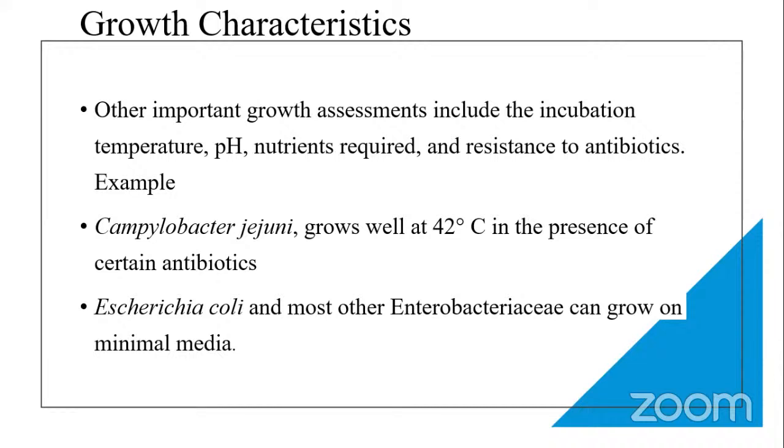So it's a way of selecting such bacteria in the environment. We also have an example of Campylobacter jejuni. It grows well at 42 degrees centigrade. This 42 degrees centigrade will normally inhibit the growth of bacteria such as E. coli, because at 42 degrees centigrade, this temperature is too much. So E. coli will not grow.